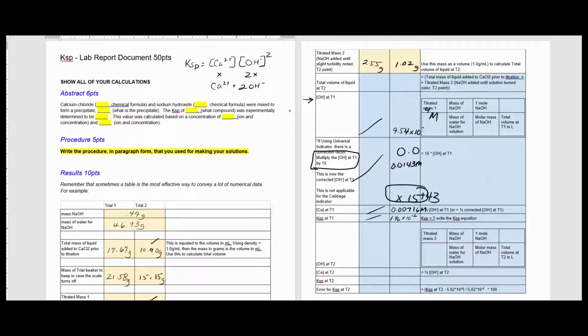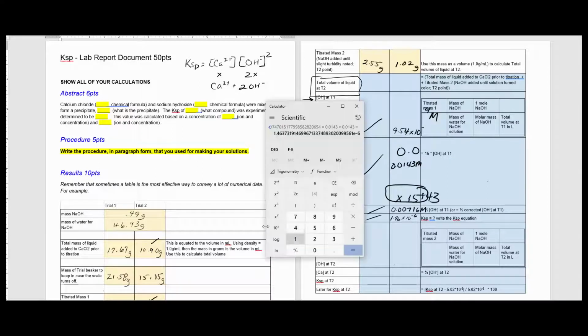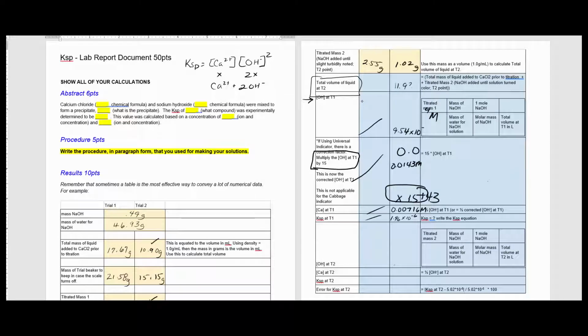Again, your values will be different. Then I'm going to calculate my concentration of hydroxide at T2, but I need the total volume of liquid at T2. So I'm going to take that initial mass of liquid, 10.90, and add the total volume of sodium hydroxide that was added, 1.02. So my total volume of liquid now is 11.92 grams, or milliliters if we're talking about volume. We measured it in grams.